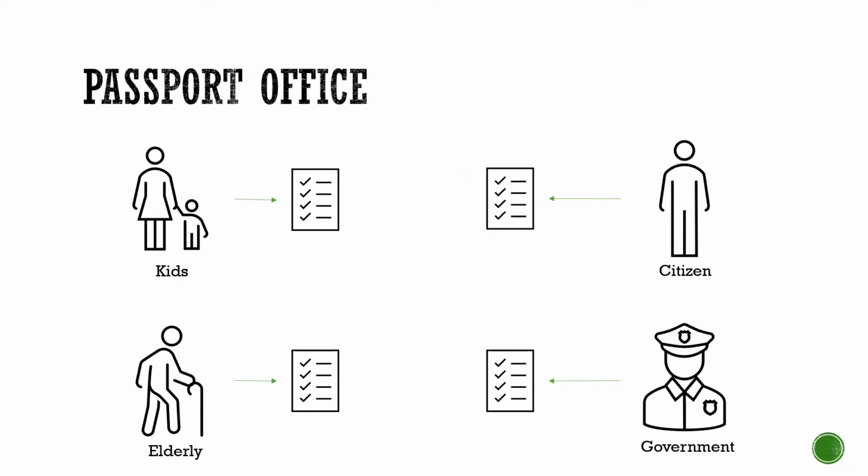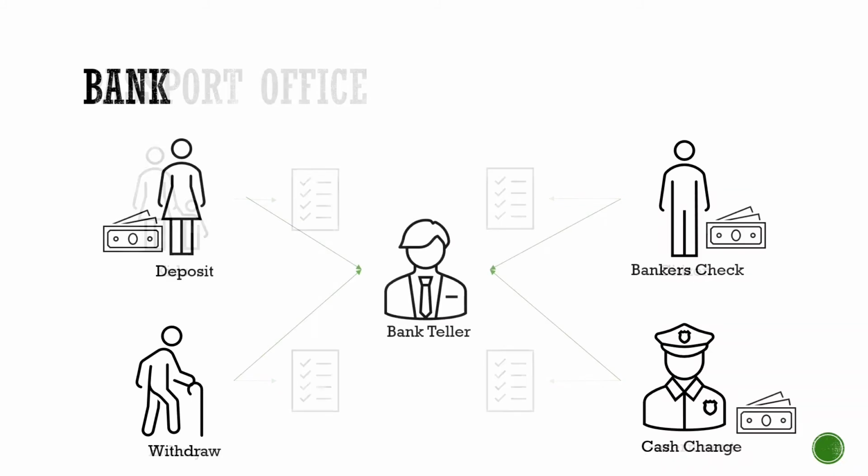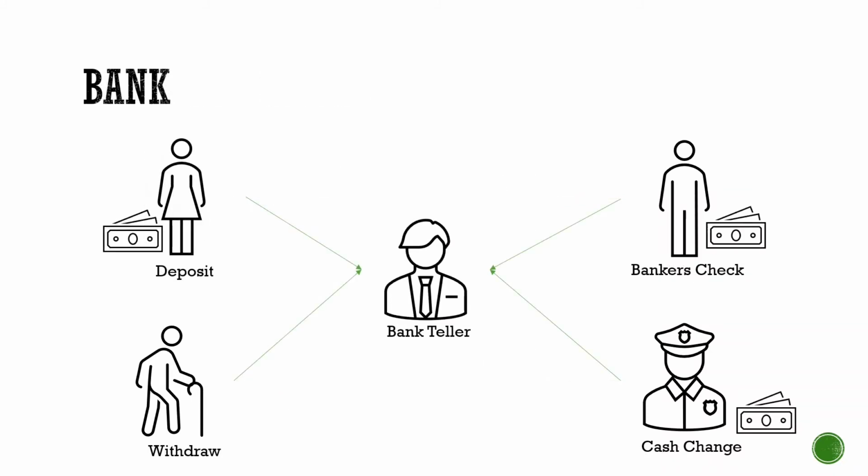It would have been easy if there were four different applications, one for kids, one for the elderly senior citizens, one for the regular ones, and one for the government servants. And the application asks only the relevant questions. This is what we mean by the interface segregation principle. Let's look at another example.